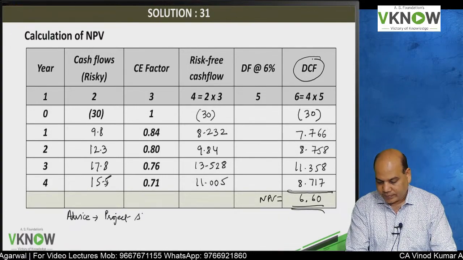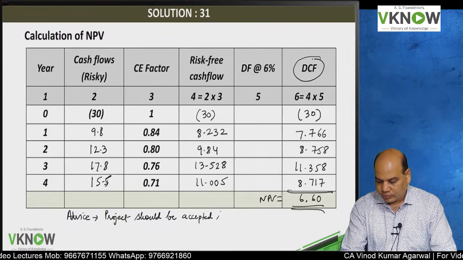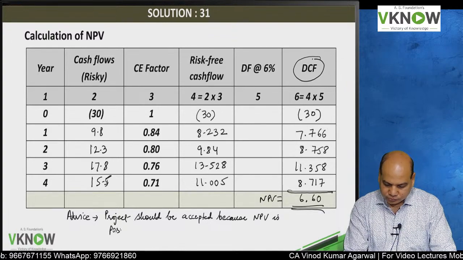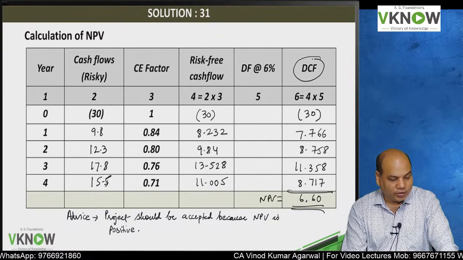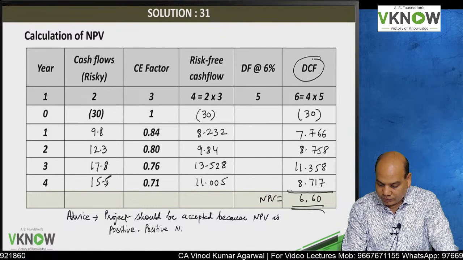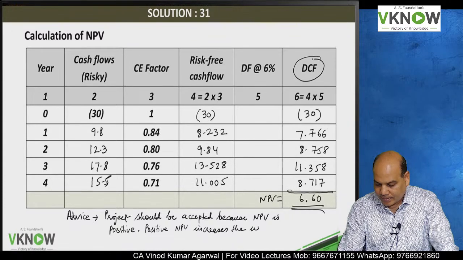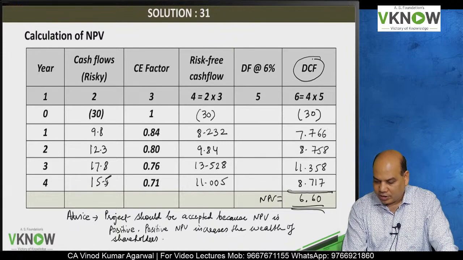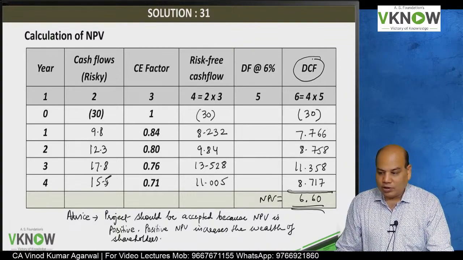Project should be accepted because NPV is positive. 6.599 is also right. Don't worry, because NPV is positive. Positive NPV increases the wealth of shareholders. Positive NPV indicates that you are earning more than your cost of capital or your required rate of return. So it increases the wealth of the shareholder.